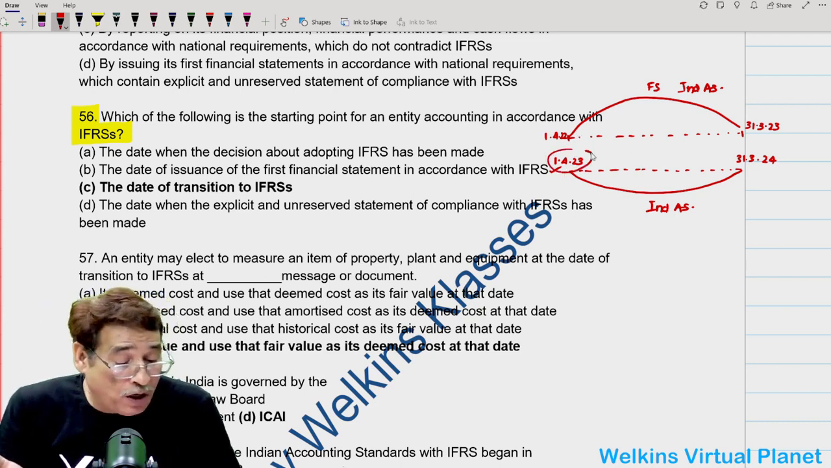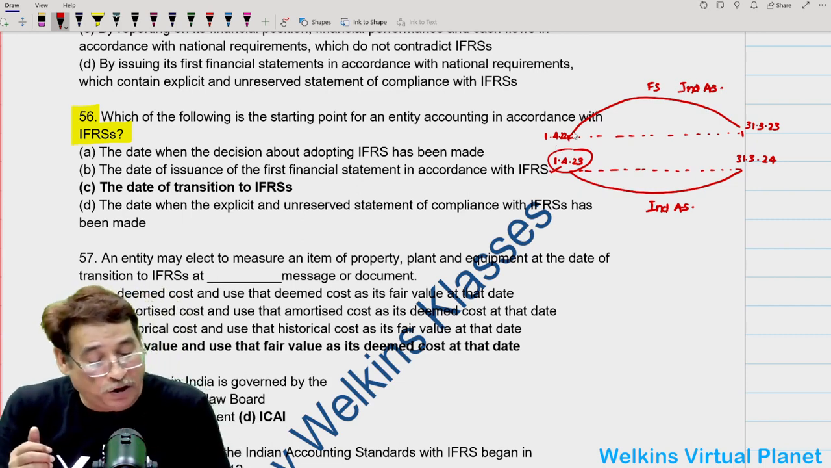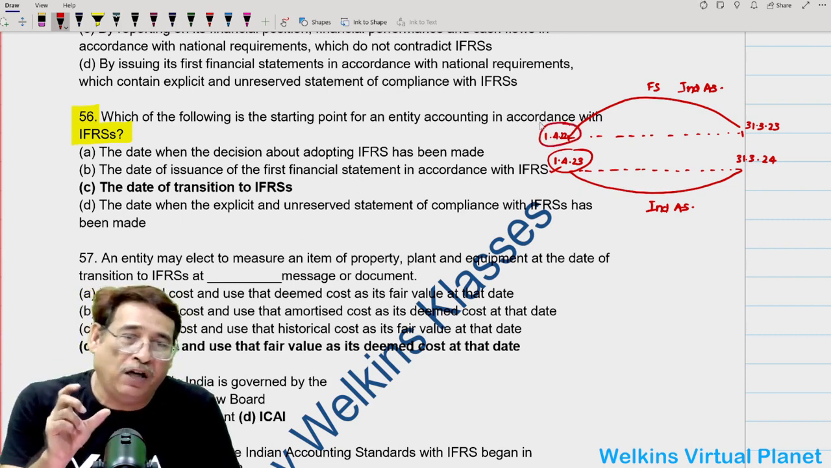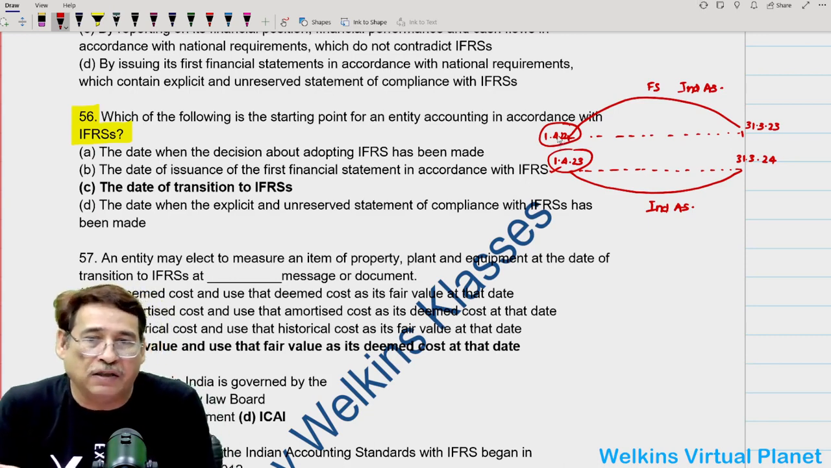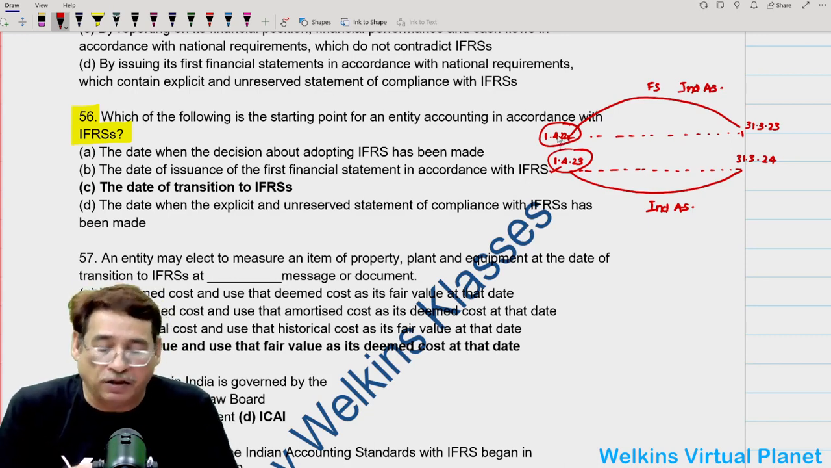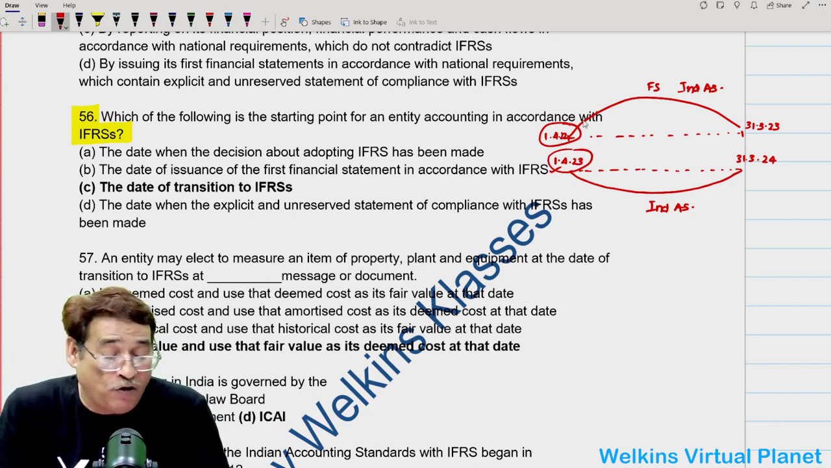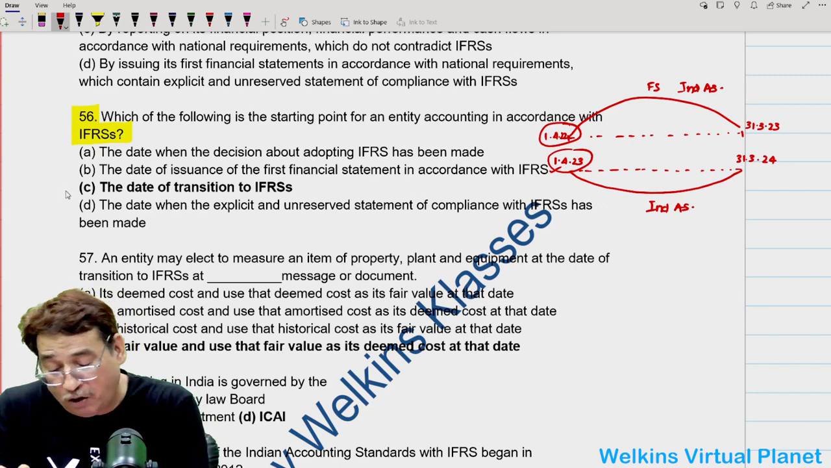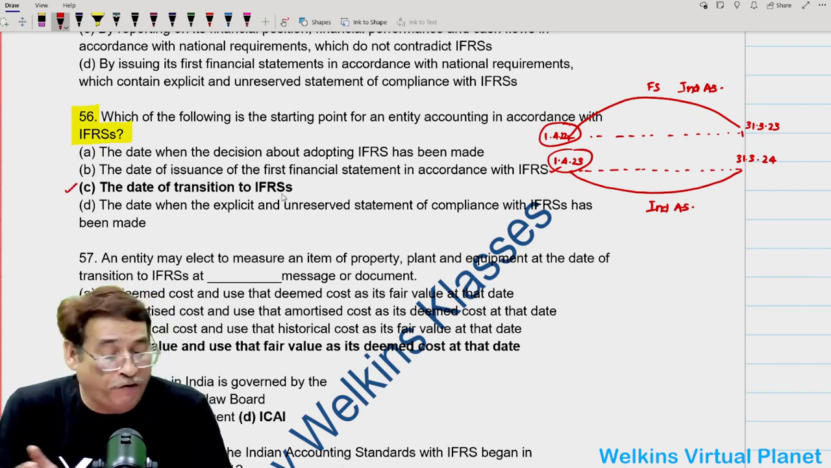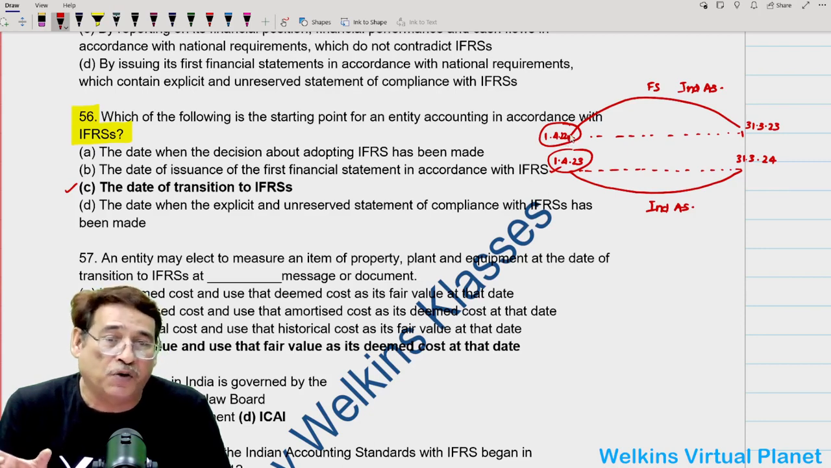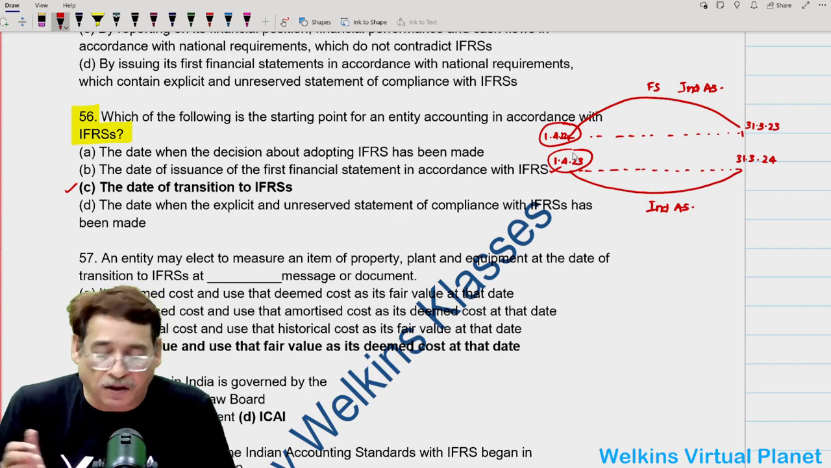So even though you are taking the decision on this particular date that you are going to shift to Ind-AS, your actual date of transition to Ind-AS will be considered 1/4/2022. This is exactly what the question is asking. Which of the following is the starting point for an entity's accounting in accordance with IFRS? So this particular answer should be the date of transition to IFRS, and you must understand that your date of transition is different from date of decision. Is it clear to you?